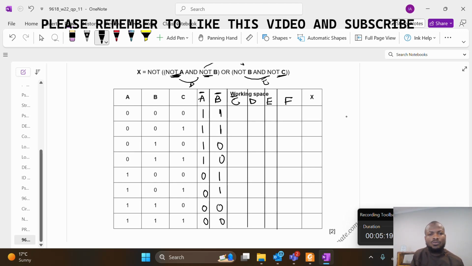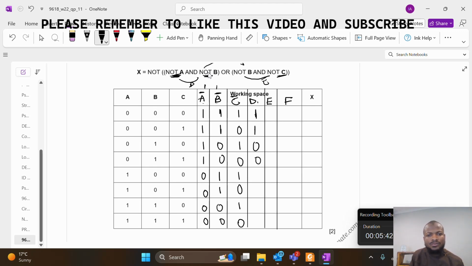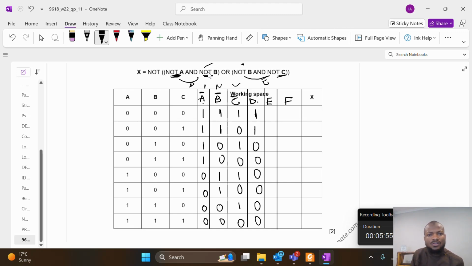And not C is not 0, not 1, and so on. So that will be 1, 0, 1, 0, 1, 0, 1, 0. Then what is D? Not A and not B. Okay, D is not A and not B. So that will be 1, 1, 0, 0, 0, 0, 0, 0. You can see that everything is now much easier. And E is not B and not C.